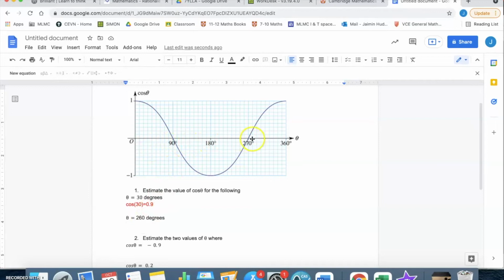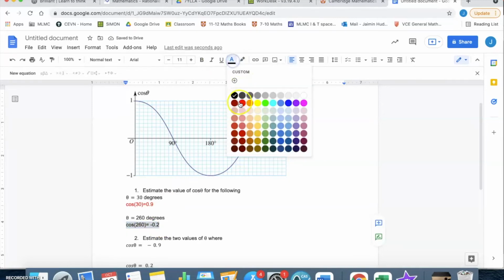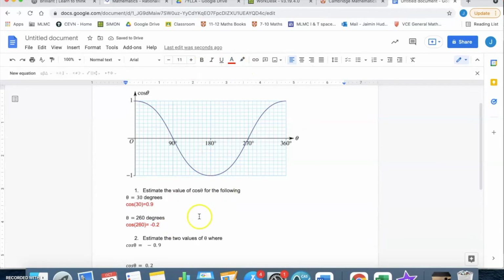So 180, 270 is there. So 260 must be this one just here. So if I go down, it looks like for cos 260, that horizontal length of the triangle is going to be negative 0.2. See how I've gone down and found it on the line? So I can say that cos 260 equals negative 0.2. Okay, so that time we were starting off by looking at the degrees and then finding the length.